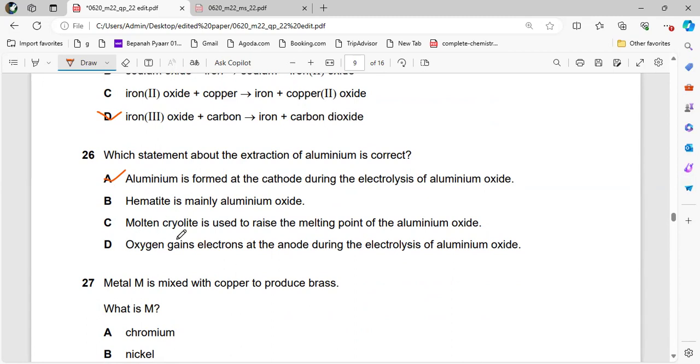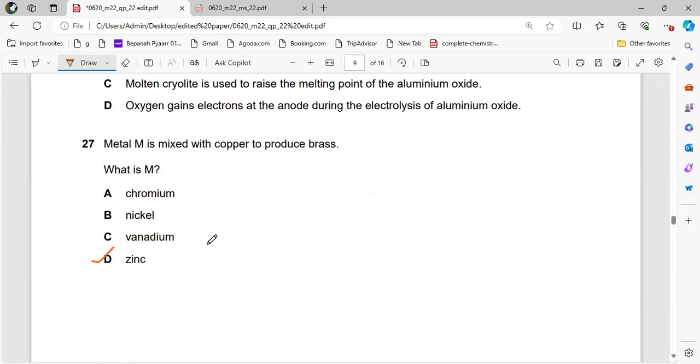C. Molten cryolite is used to raise the melting point of aluminium oxide. No, wrong. Molten cryolite is actually used to decrease the melting point of aluminium oxide. Okay. Oxygen gains electrons at the anode during the electrolysis of aluminium oxide. So again, this is wrong. Oxygen will release electrons at the anode. Okay. So option A is correct.